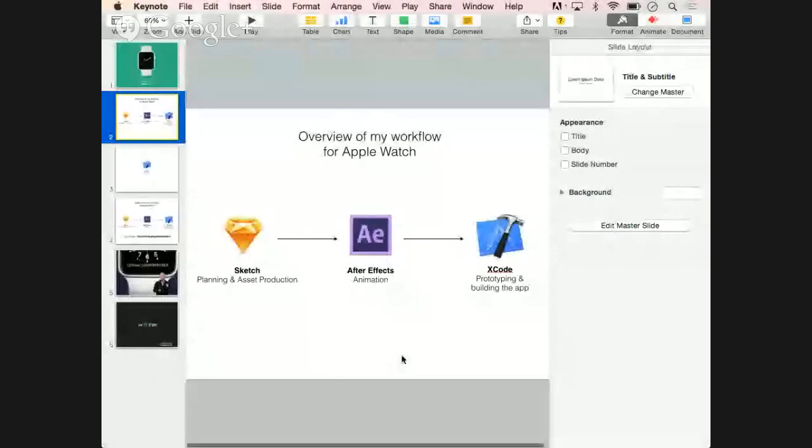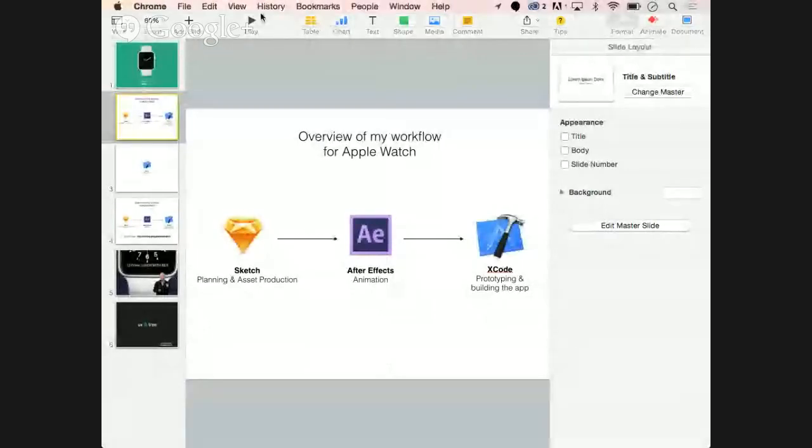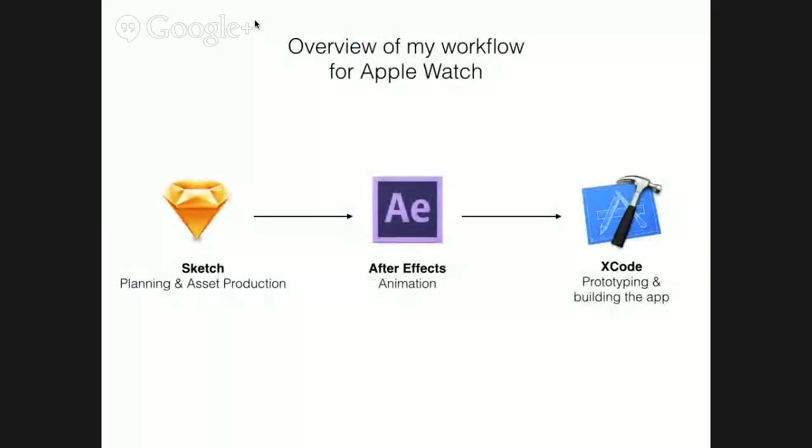The reason we need it now is because WatchKit does not have its own animation engine. So we have to supply images, like a PNG sequence, and that's why we have After Effects now. It's probably the easiest way to generate a sequence of PNGs frame by frame that we will then export, import into Xcode, and build the app.